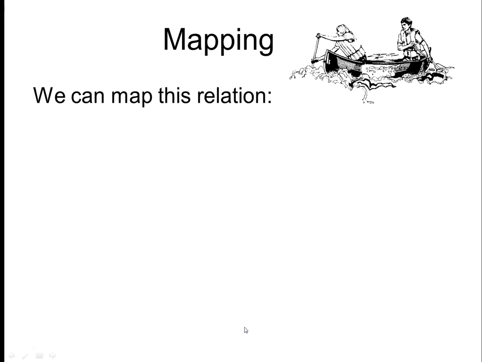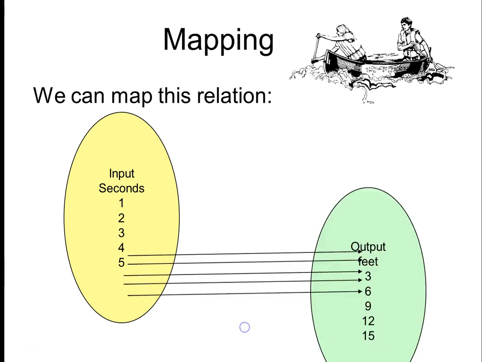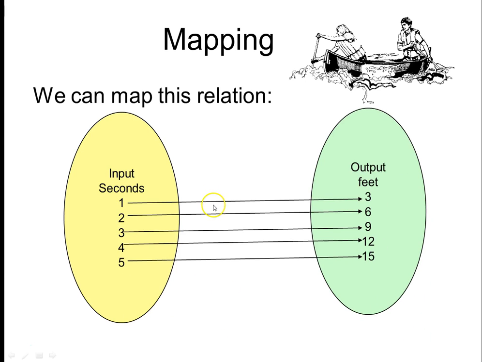All right, let's do a little bit more on relations. We're canoeing down the river, and for every second that we are canoeing, we are moving 3 feet. So at the end of 1 second, we're 3 feet from where we started. At the end of 2 seconds, we're 6 feet. This is a map. Is it a function? Yeah.